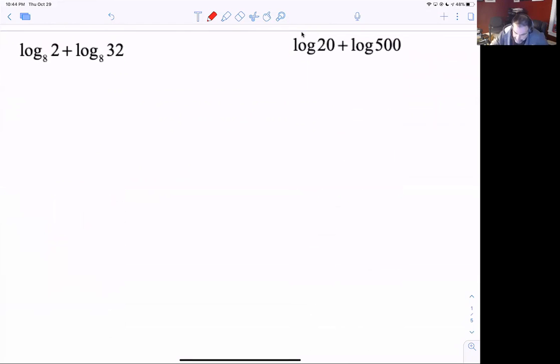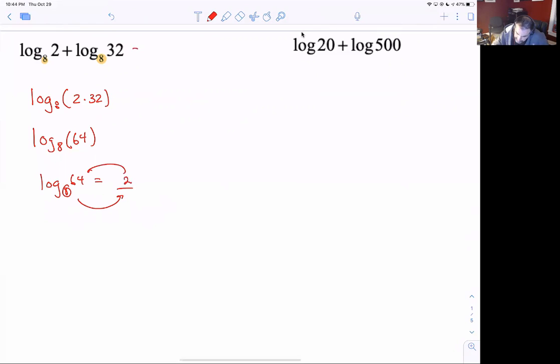We've got log base 8 of 2 and log base 8 of 32. They are being added. The addition log rule says as long as we have the same base, and in this case we do, they're both log base 8, we can combine those logarithms into one logarithm of multiplication. So this would actually be 2 times 32. That can be simplified to log base 8 of 64. And when you get to log base 8 of 64, you're asking yourself, 8 raised to what power is going to get us 64? That's going to be 2. So this entire expression is going to equal 2, and we can write it that way.